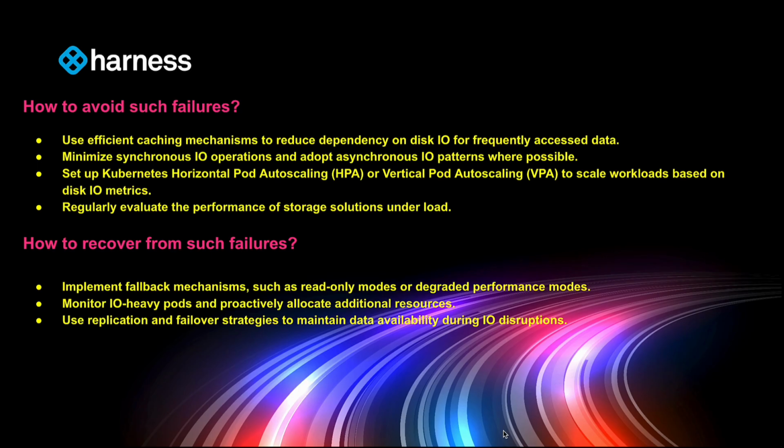To avoid such failures, you can use caching mechanisms that reduce the dependency for frequently accessed data. You can also minimize the synchronous IO operations and use asynchronous IO patterns wherever it is possible. You can set up HPA, that is the Kubernetes Horizontal Pod Autoscaling, or VPA, Vertical Pod Autoscaling, so that you can scale based on the input-output metrics. You also should regularly evaluate the performance of storage solutions that are under constant load.